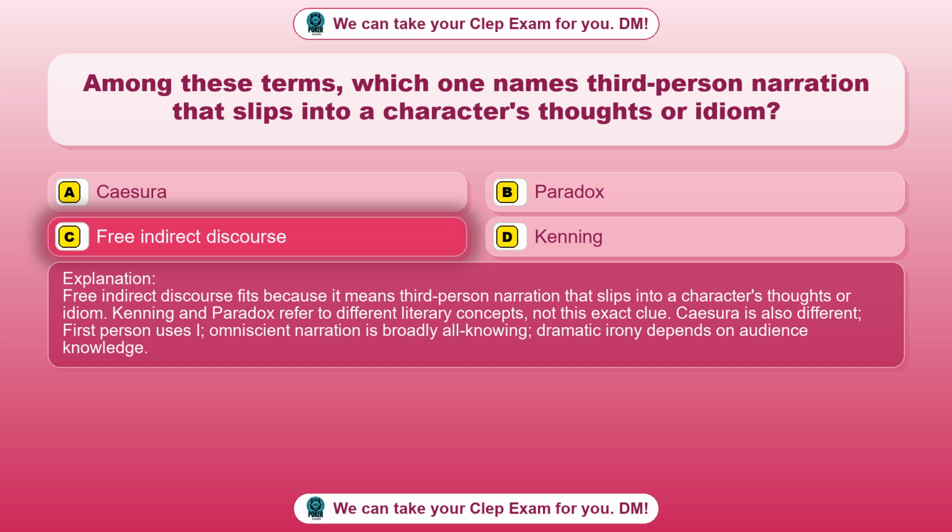Kenning and paradox refer to different literary concepts, not this exact clue. Caesura is also different. First person uses I. Omniscient narration is broadly all-knowing. Dramatic irony depends on audience knowledge.